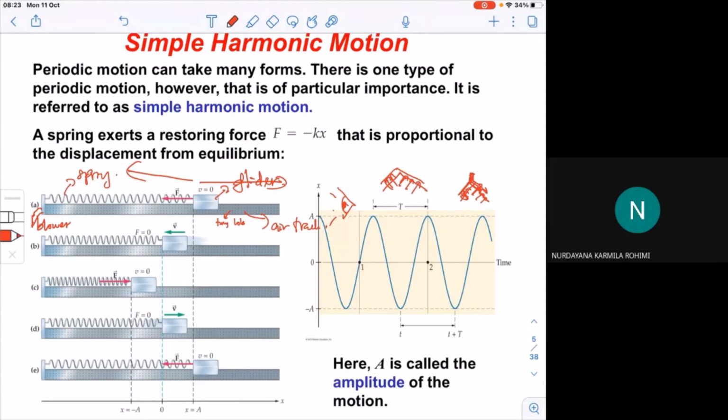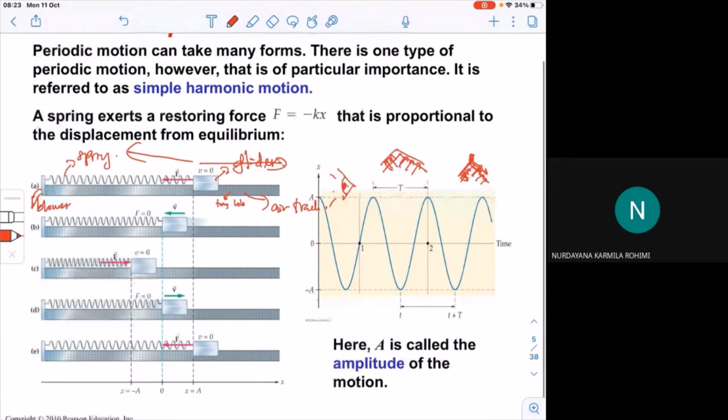There is one type of periodic motion that is particular and important. It is referred to as simple harmonic motion. A spring exerts a restoring force, F equals negative kx, due to the spring. This is actually Hooke's law, where F is force, k is the spring constant, and x is the elongation, that is proportional to the displacement from the equilibrium.